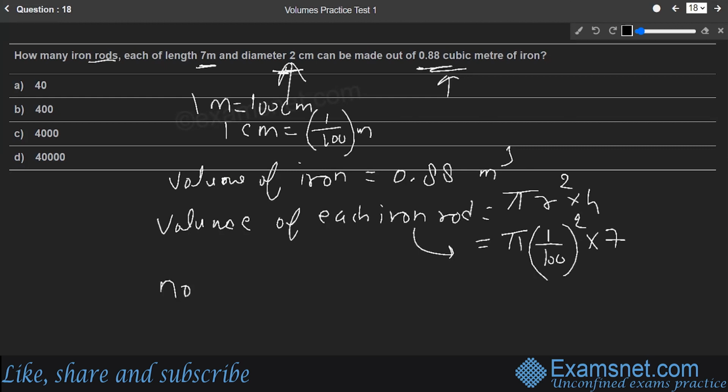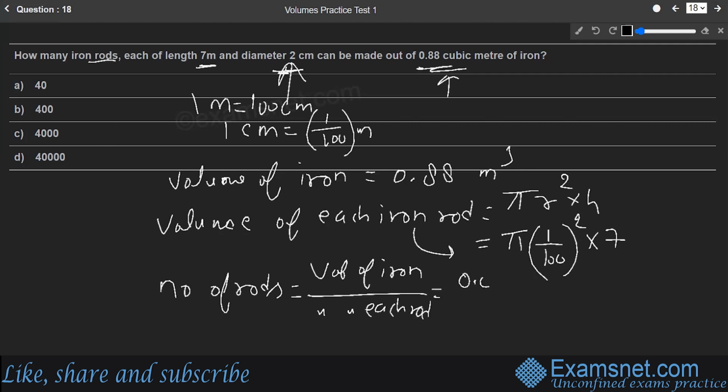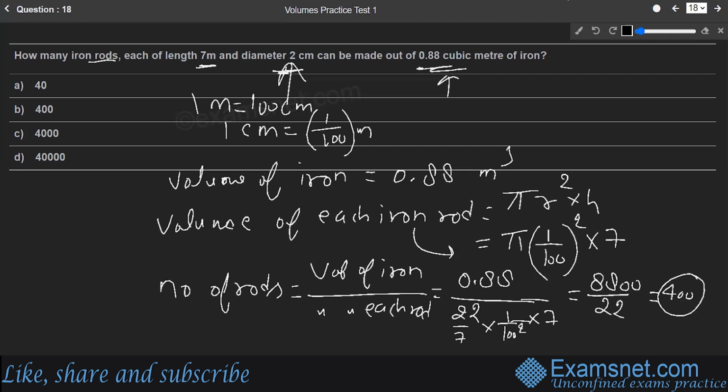Now the number of such rods that can be created, the number of rods, is simply the volume of the total iron available with us divided by the volume of each rod that we calculated. Let's put down the values. So it's going to be 0.88 divided by pi, which is 22 by 7, into 1 by 100 square into 7. Clearly we need to solve this equation. If we solve this, the number comes out to be 8800 divided by 22, which is nothing but 400. So we will be able to create 400 such iron rods. Option number B is the right answer.